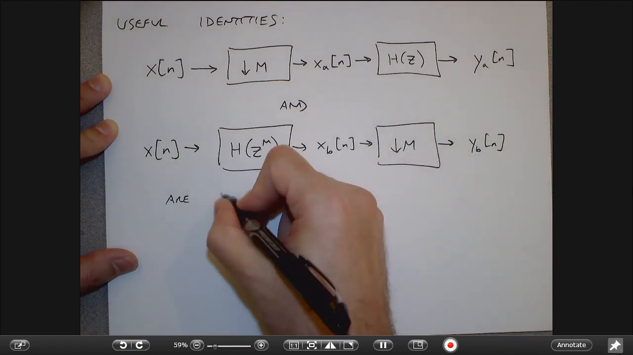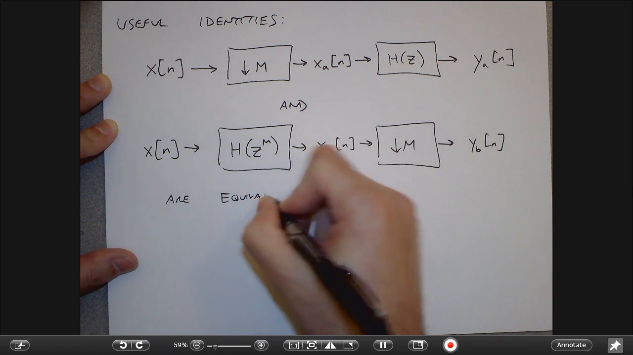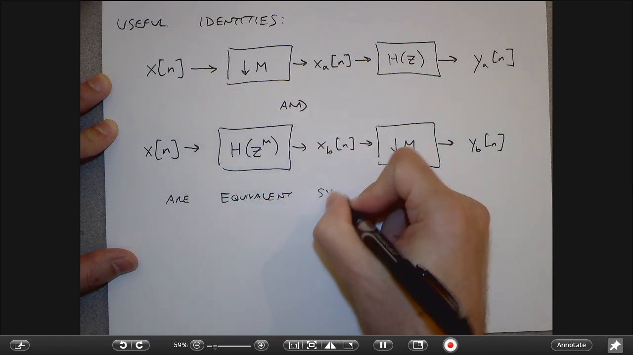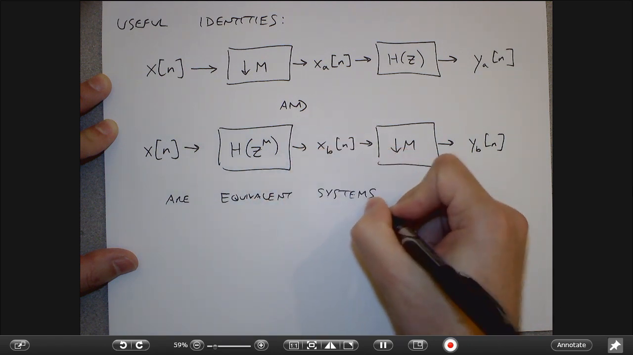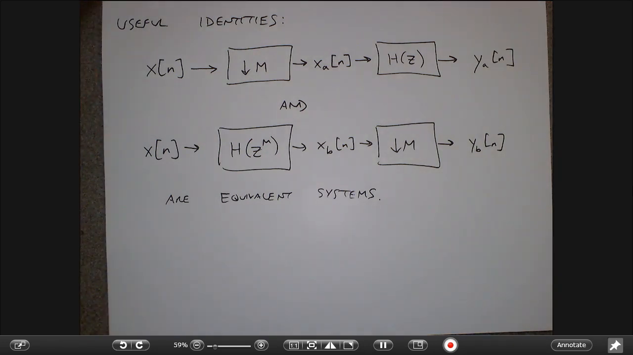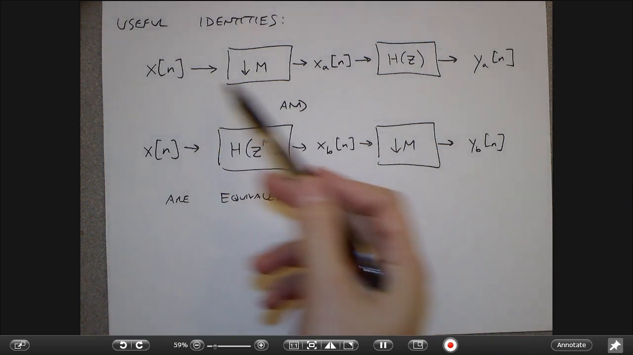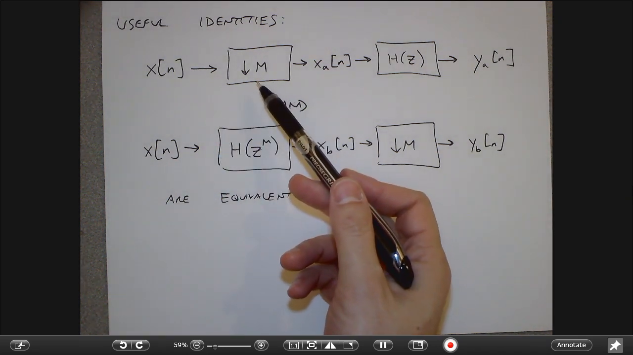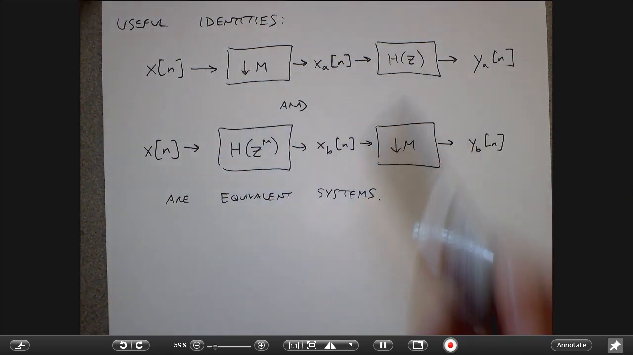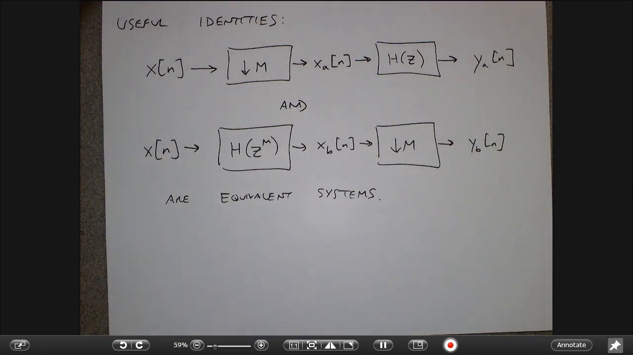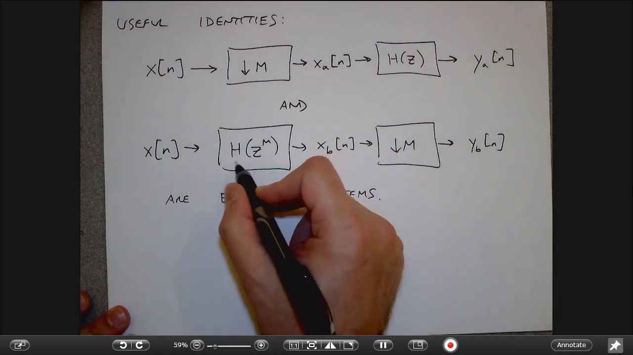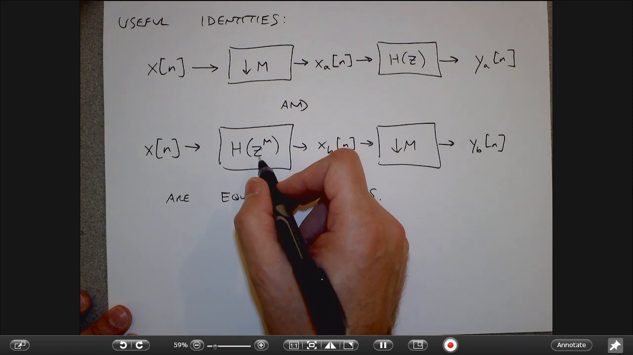So basically, these turn out to be the same system. Okay. So let's prove what this means and why it's true. The first line is something that we already should understand, right? We know what it means to remove all these middle parts of the signal, and we know what it means to filter the signal. So what is this guy here? This is just another digital filter, right?